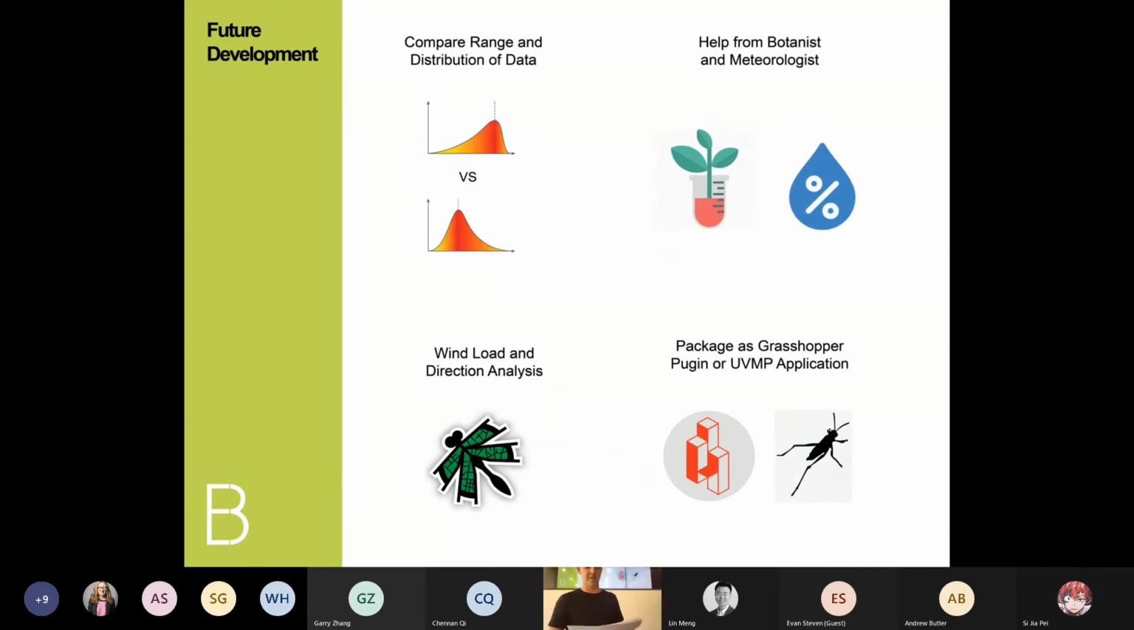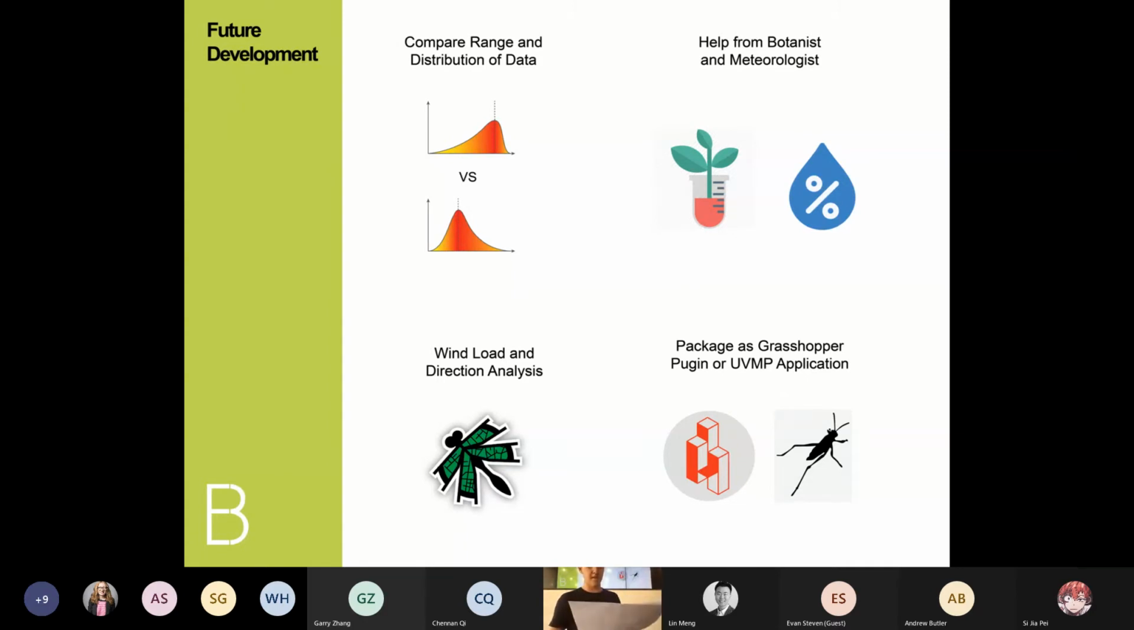Now, this was only a 10-week project, and there's still a lot we can do to improve. Currently, the tool just uses average values, but if we compare the range and distribution of the plant need data against the climate data, we can potentially suit plants that have specific needs with more stable climates and suit plants that can survive in a wide range of environments with more fluctuating environments.